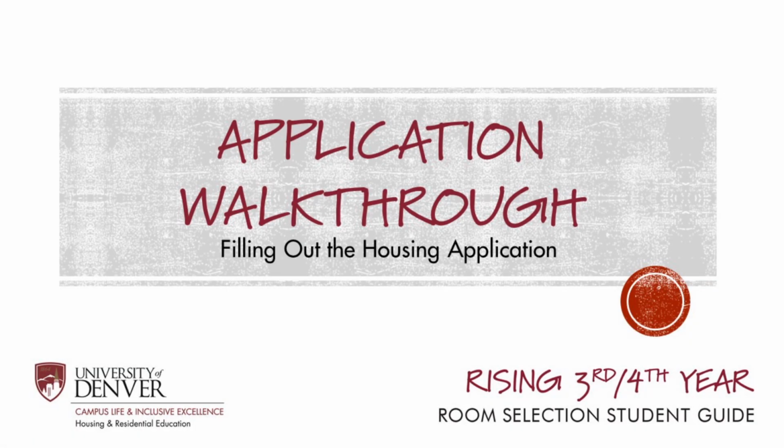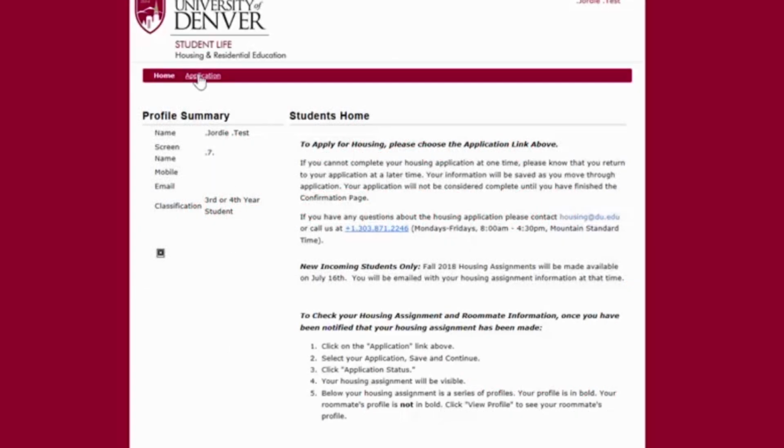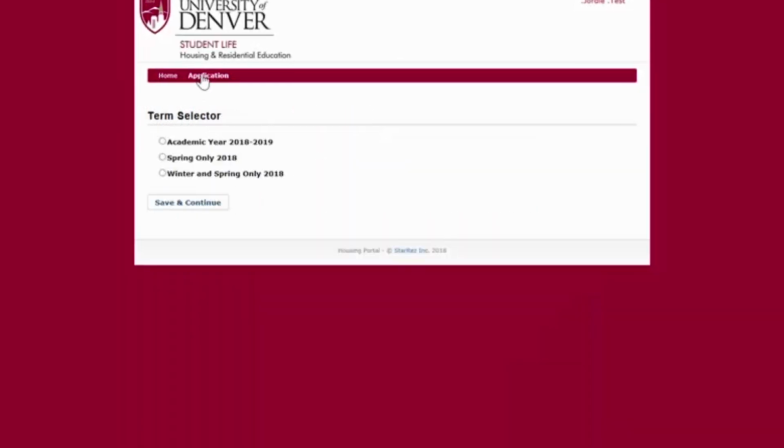Once you have successfully logged into the housing application, you will see the following home page. Please click on Application up on the top left-hand side. There will be a few options listed. If you'll be here for the entire academic year, please select that option.